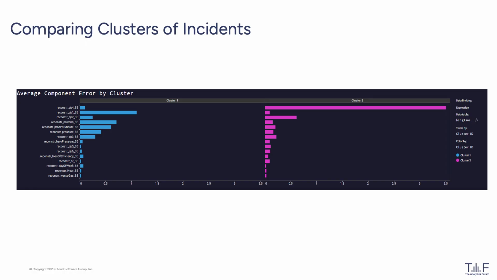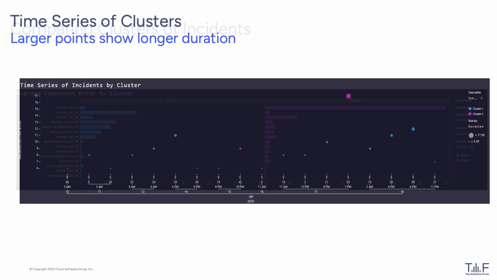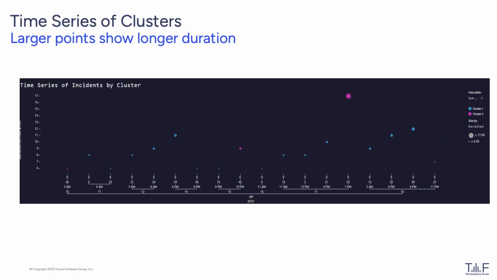For example, here we've got a case where we found two clusters and we get the profile of the two clusters, and we see how they're different. This can help us if we're thinking about root cause analysis. What are the causes of cluster 2 and cluster 1? And here we plot them as time series, so you can see the clusters are color coded, and longer incidents are emphasized with a larger plot point.